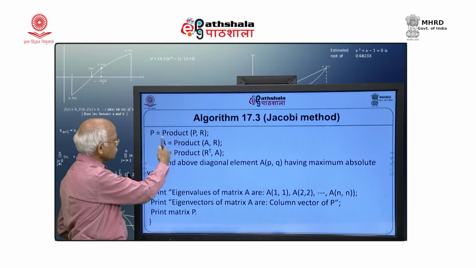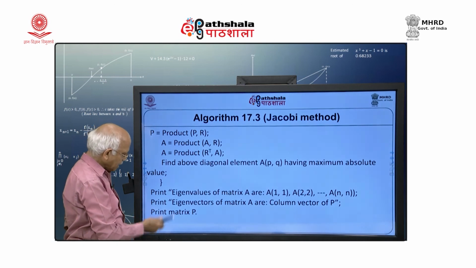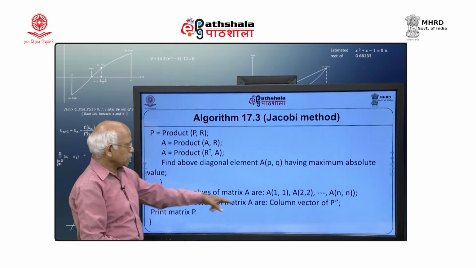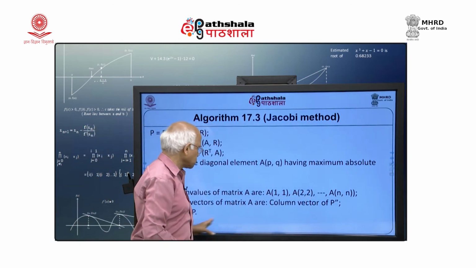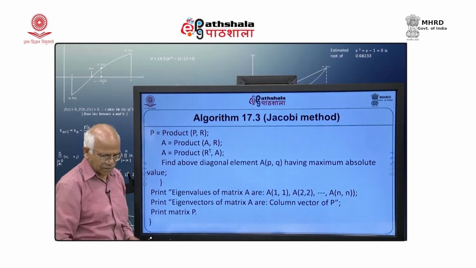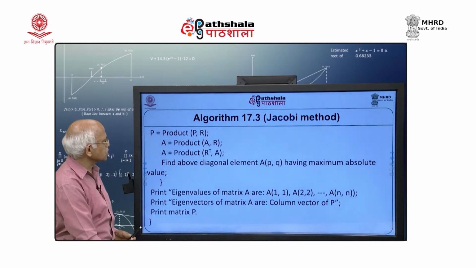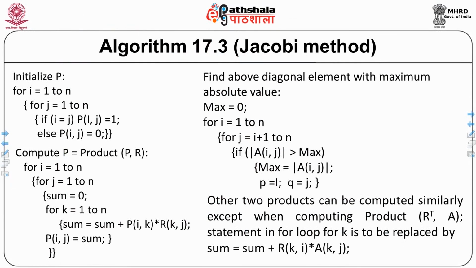So, ultimately we will get the matrix P, and the column vectors of this matrix P will give me the eigenvectors of matrix A. So, the Jacobi method works like this. Now, we can see here how to initialize P. Initialize P to the identity matrix.